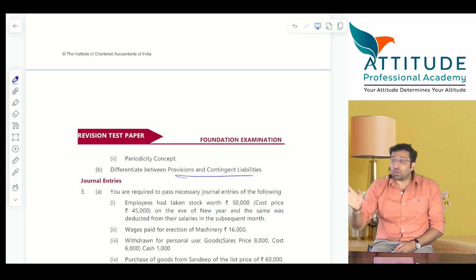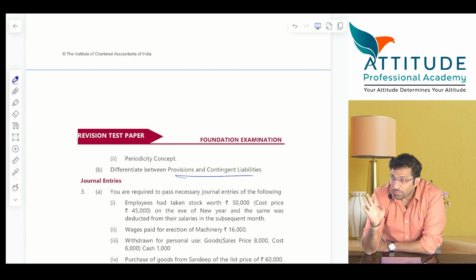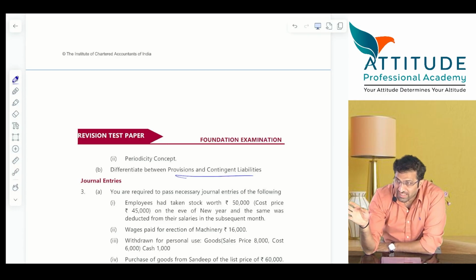There might not be outflow of resources, or even if there is outflow of resources, you cannot make a proper estimate. Or it is a possible obligation, not a remote obligation. If it is remote, then you have to ignore it. Possible obligation. There is outflow of resources. You can make an estimate, but there is a possible obligation. Means there are less than 50% chances that you might incur those expenses. This I have already explained.